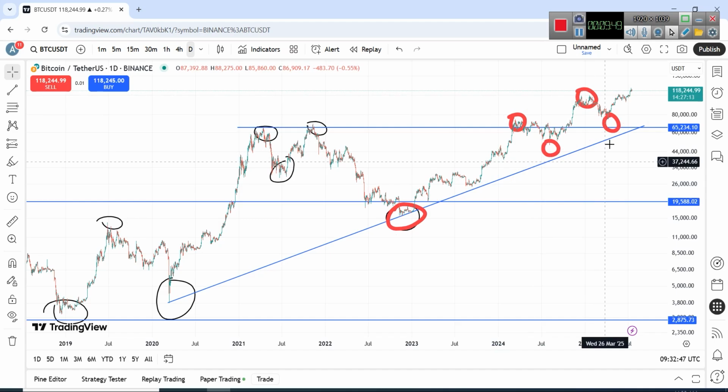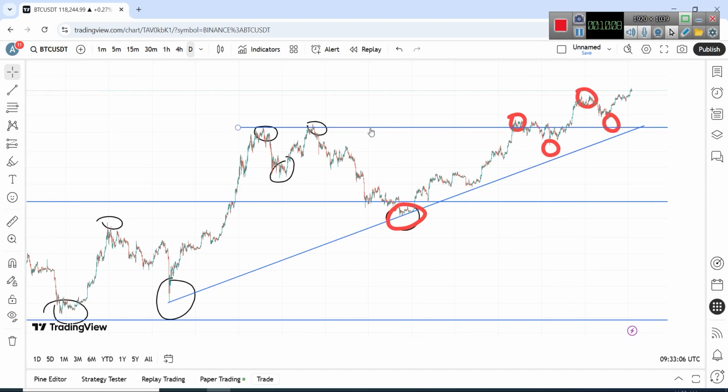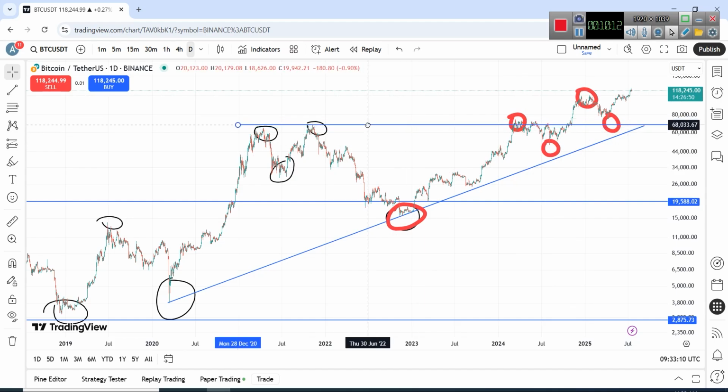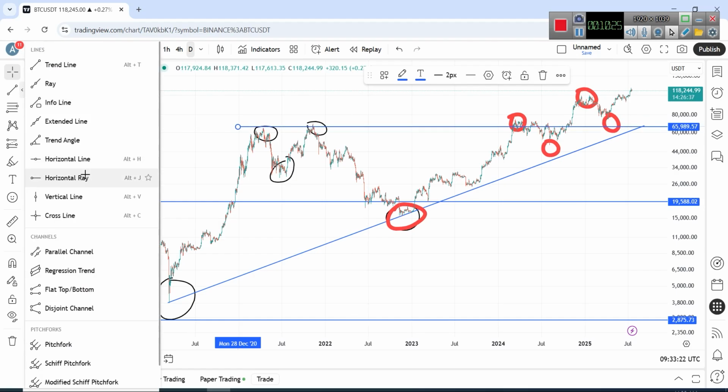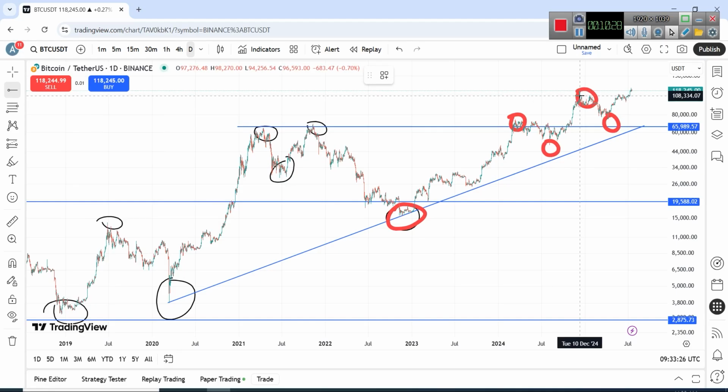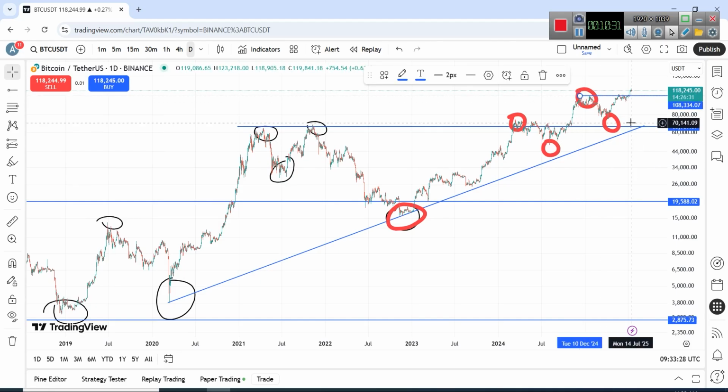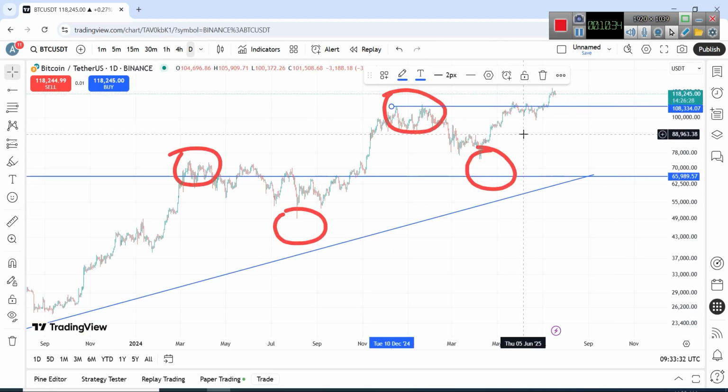Well, I will remove it because it was very crowded. So, do we find any other static lines that the price reacts to or not? You can see again right there that the price has also been reacting to this line.